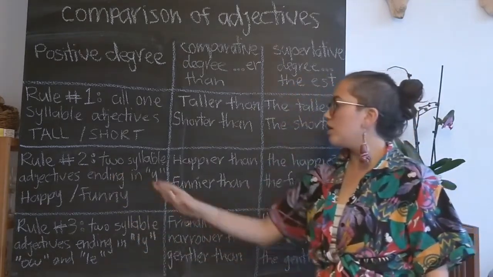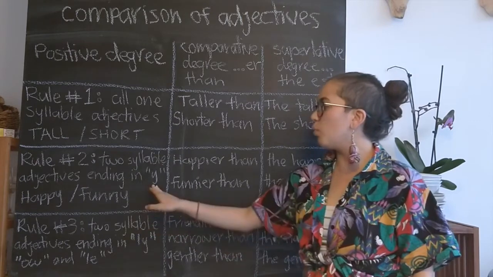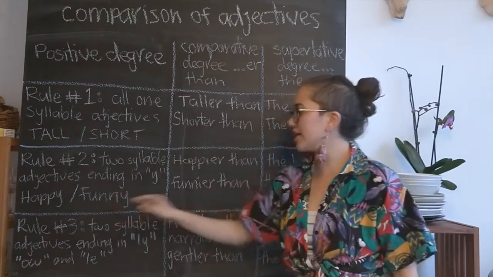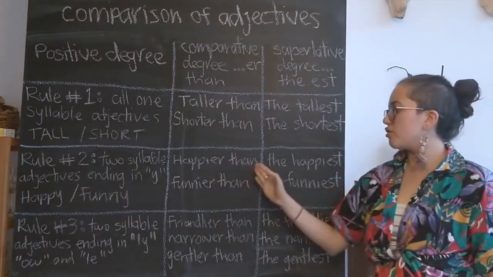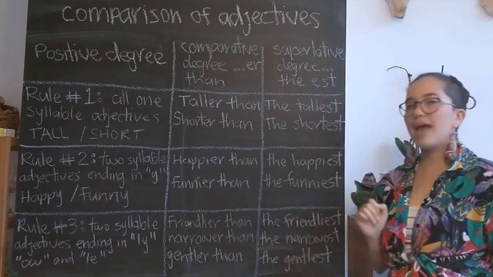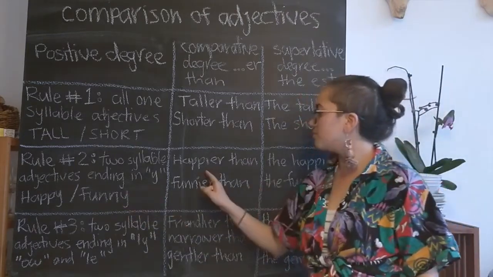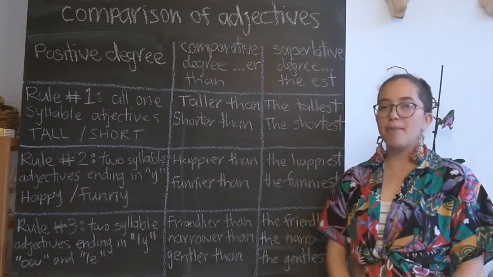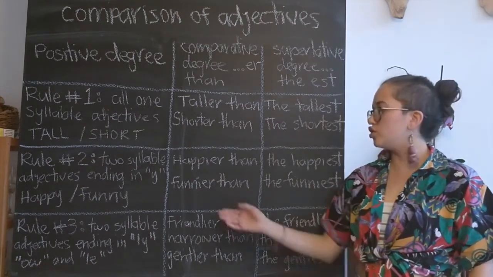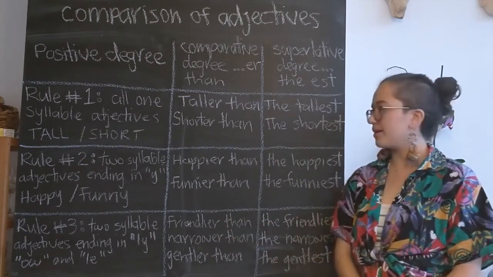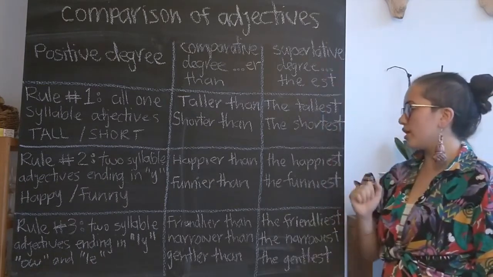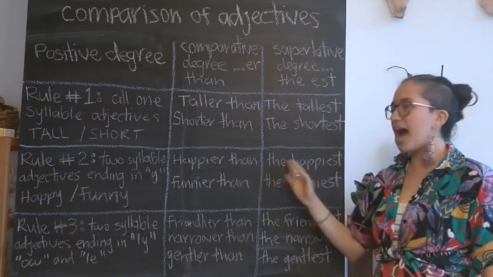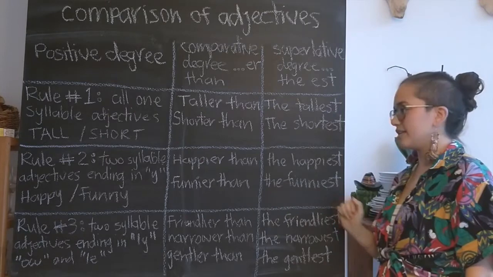Rule number 2. In rule number 2, 2-syllable adjectives ending in y have these endings. For example, happy or funny. We would say happier than or funnier than. As you can see, the y becomes an i. Okay? So we would say Nick is happier than Joe, or Joe is funnier than Nick. And to say the superlative degree, we would say the happiest and the funniest. Nick is the happiest. Joe is the funniest.